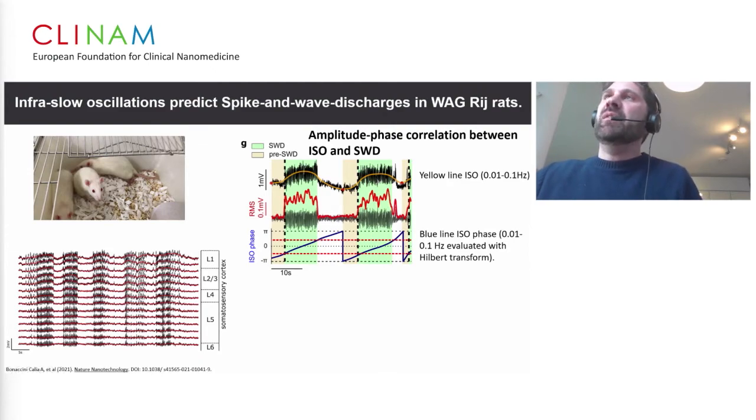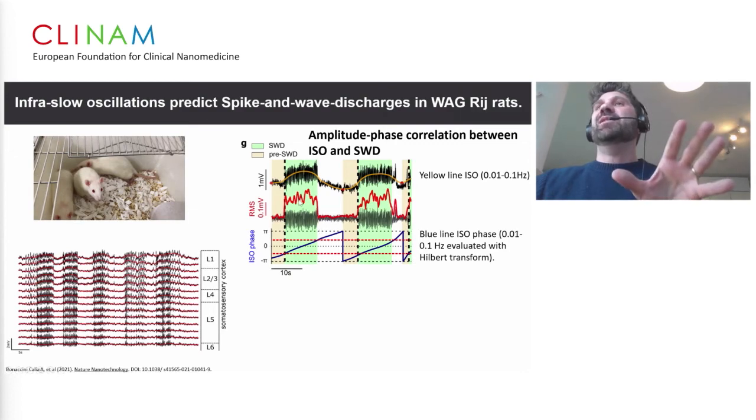And this is very evident when you're doing these experiments. You can visualize this in real time. You can track the DC level. And as soon as you see that DC level begin to rise, you can know that within a few seconds, the animal is going to have an absence seizure. And so there's a very statistically significant correlation between the amplitude and phase of this infraslow oscillation and the spike and wave discharge.